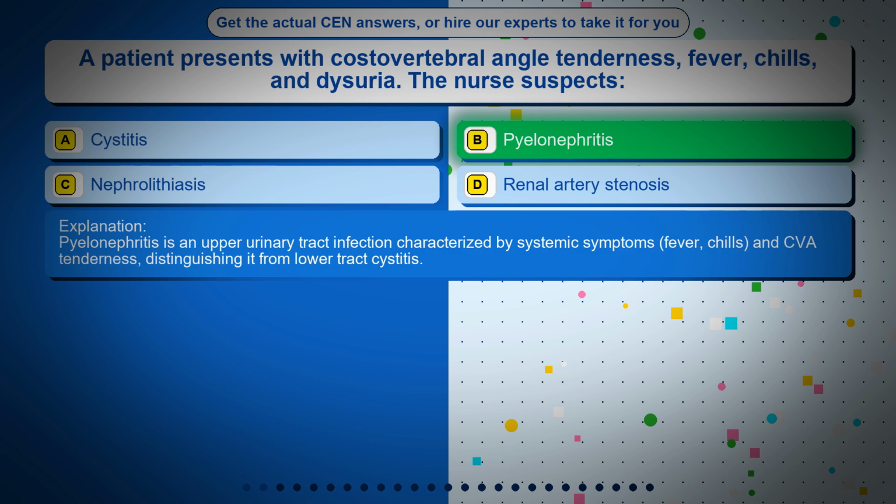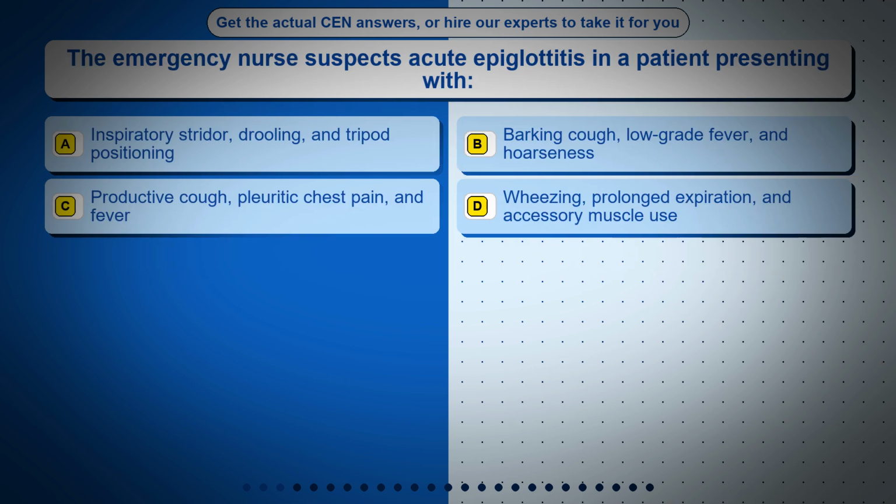Pyelonephritis is an upper urinary tract infection characterized by systemic symptoms, fever, chills, and CVA tenderness, distinguishing it from lower tract cystitis. Question 3. The emergency nurse suspects acute epiglottitis in a patient presenting with: Option A, inspiratory stridor, drooling, and tripod positioning. Option B, barking cough, low-grade fever, and hoarseness.